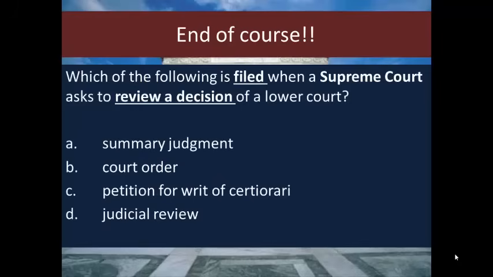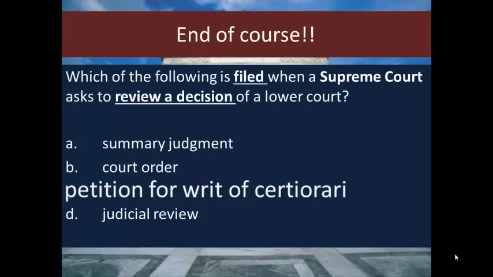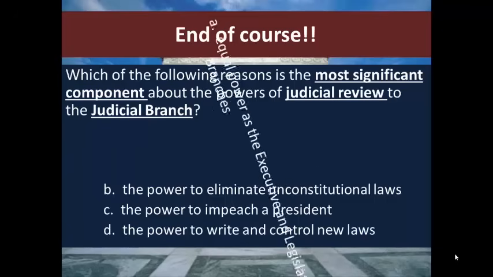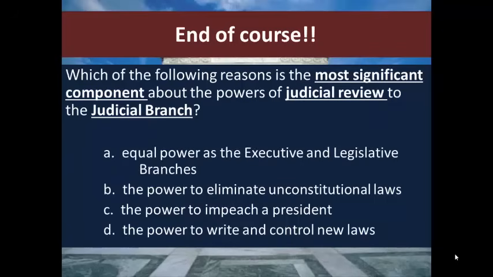What is filed when the Supreme Court wants to review a decision of a lower court? It is this weird sounding word. It is a petition for a writ of cert. What is the most important part of judicial review as it pertains to the judicial branch? What does it give this branch? Okay, the most important part is that it gives them equal power as the other two branches.